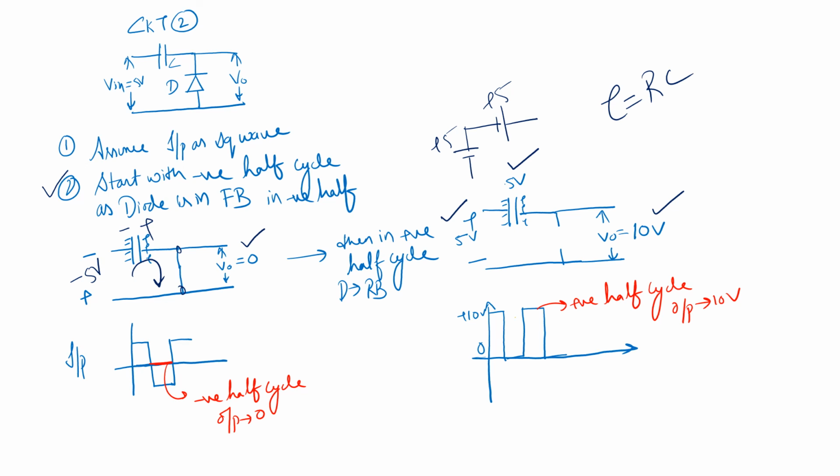So again we'll combine these two half cycles. In negative half cycle, here this red, the output is 0, and in positive half cycle the output is plus 10 volt. So this is the combined output, V output, like this.